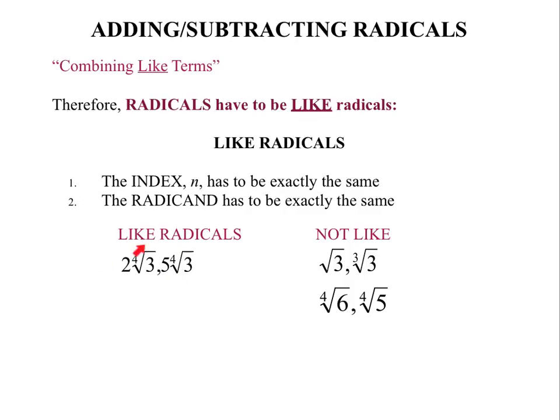So here is a pair of radicals that are alike because they're both fourth roots and they both have a radicand of 3. In this list, these radicals are not alike, so you could not add them. This one's a square root, whereas this one's a cube root, so the indices don't match. And then here we have the index matching, but the radicands are different. So that pair is not alike.